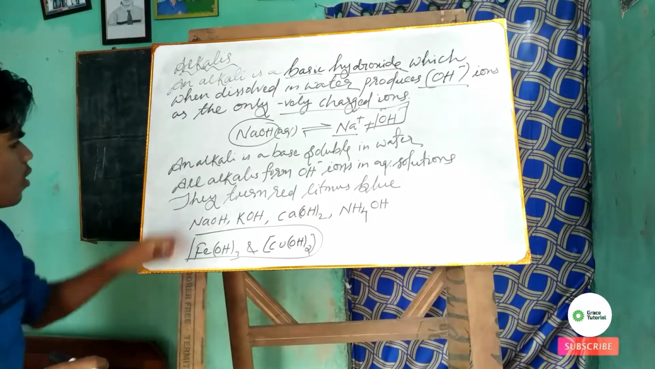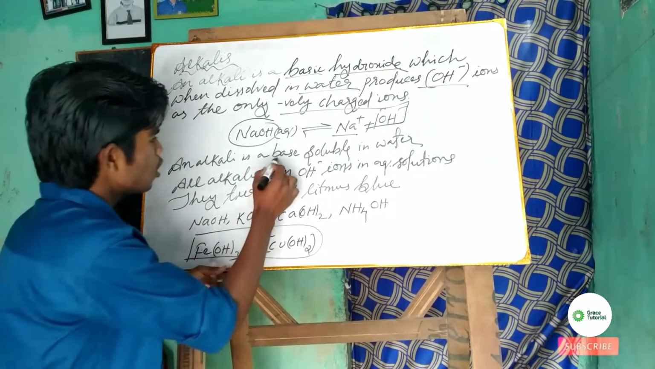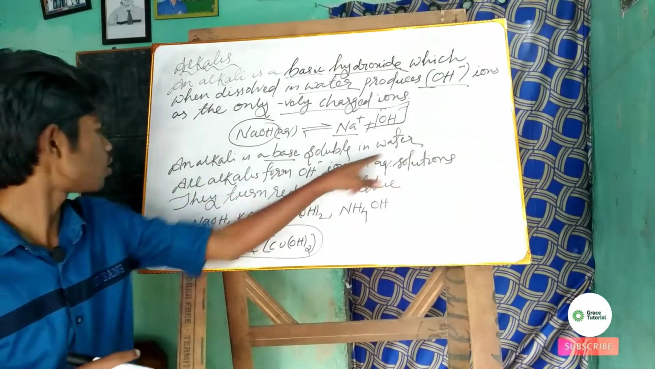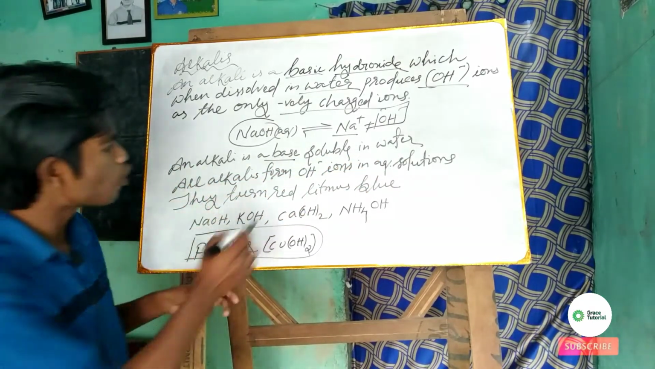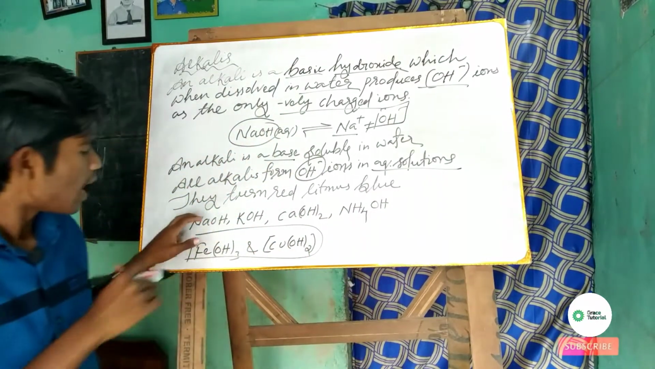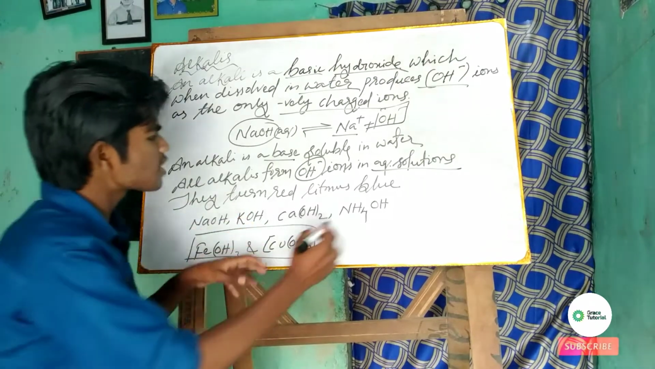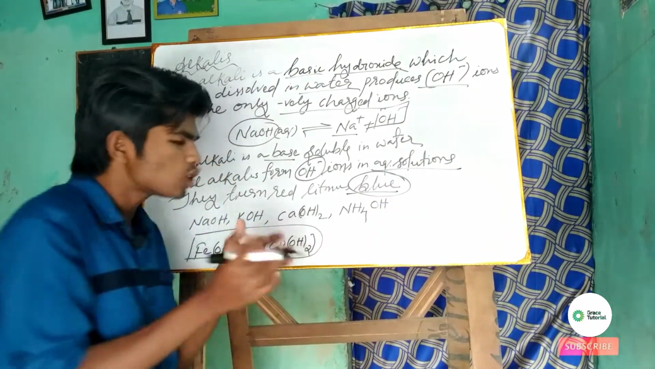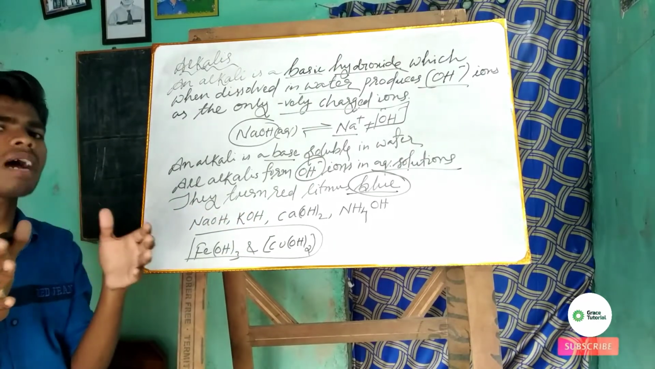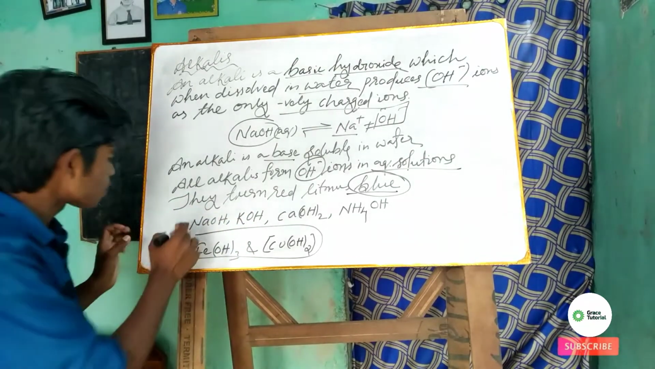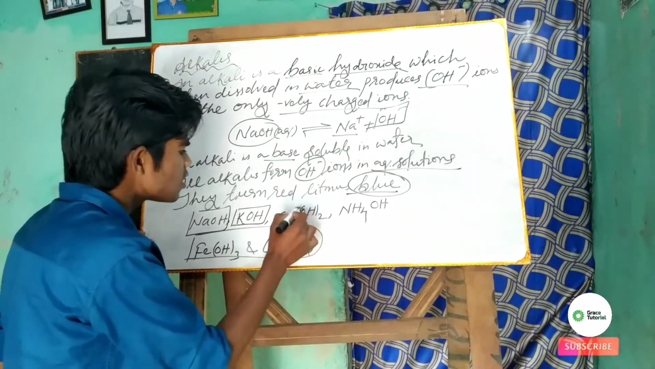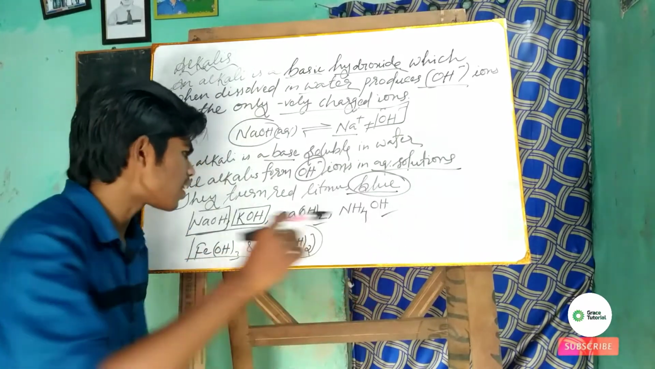You need to mention here that an alkali is a base, and it is soluble in water. All alkalis form hydroxyl ions in aqueous solutions, and they turn red litmus blue, so that we can easily understand that these are bases. Let me give you a few examples of bases: sodium hydroxide, potassium hydroxide, calcium hydroxide and ammonium hydroxide.